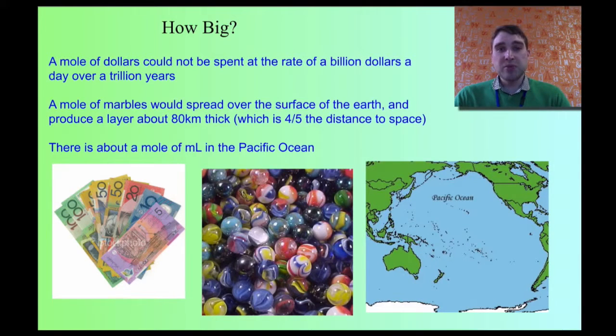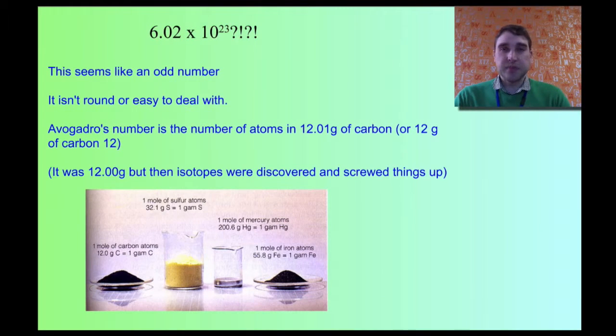A mole of marbles would spread over the surface of the Earth to a depth of 80 kilometers, which is 4/5 of the way to space. Another way of looking at it is there is a mole of milliliters in the Pacific Ocean. So it's a very, very large number. So where did it come from?